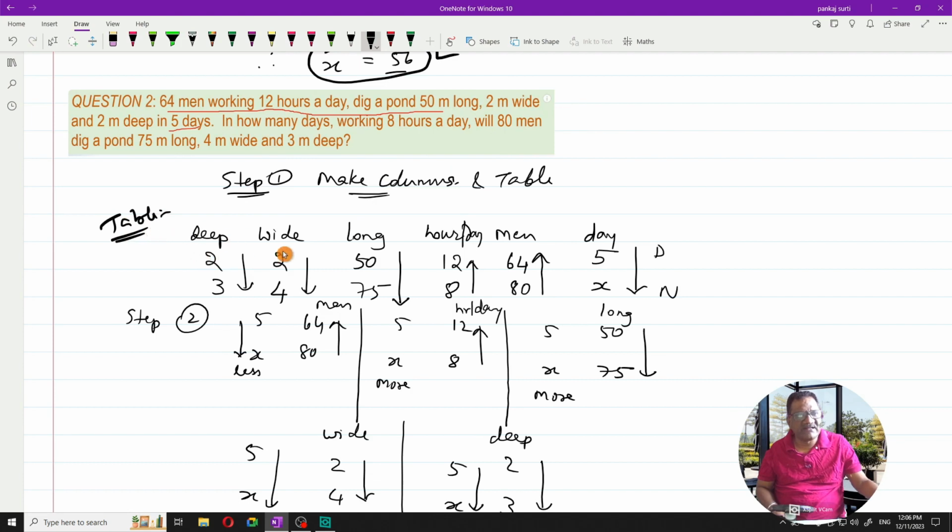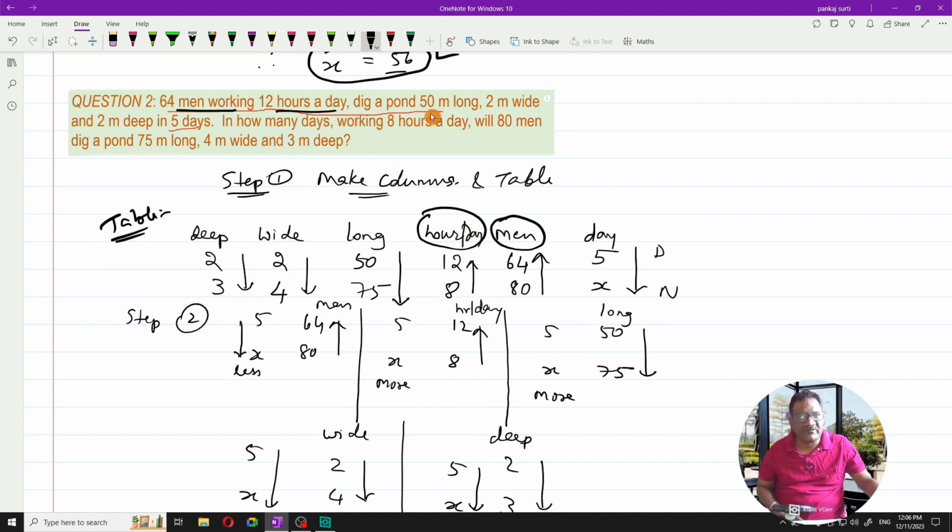Now for making the table, you'll have to identify all the quantities. It's 64 men working. So men is the first quantity, the number of men. Then 12 hours a day. So hours a day is another quantity. Can you see hours a day? This is the second quantity that I have picked up.